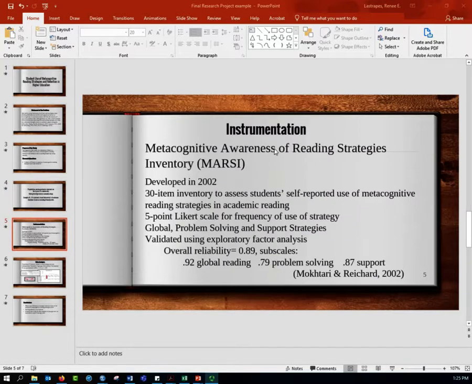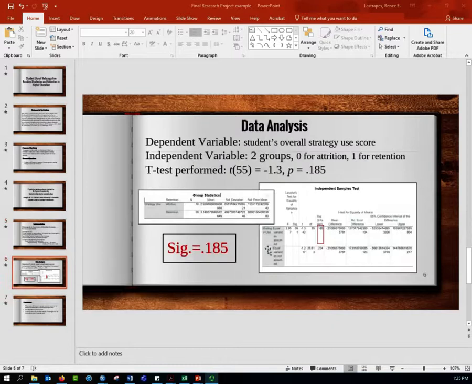So this particular student used an instrument to measure the metacognitive reading strategies. You will use something like level of antigens or whatever it is that you're looking at. So you may not need an instrument section, but this student is using a survey to quantify the number of metacognitive reading strategies. So you won't necessarily need this slide.